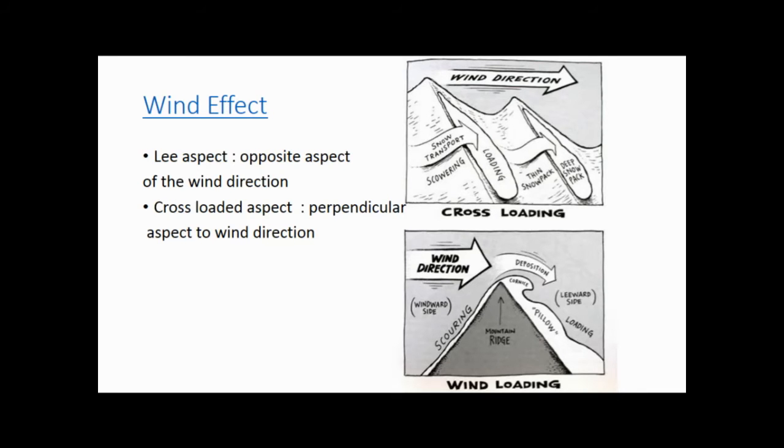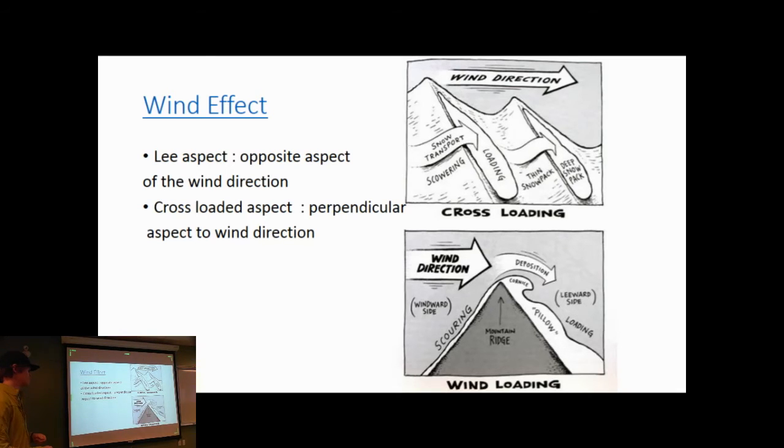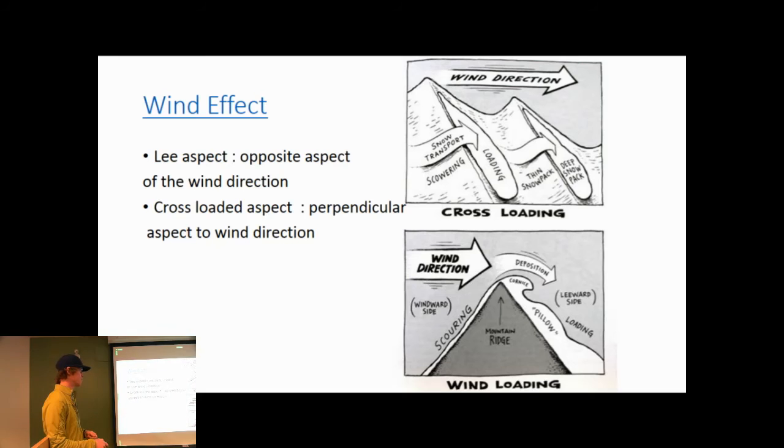They talked about lee side. This is a lee side, so downside of the wind, and scouring. This is where it's into the wind. That's if you're perpendicular to a ridge, for example. And you can also get cross loading. So instead of being from the summit, it's going to be from a ridge, which is going down like a rib.